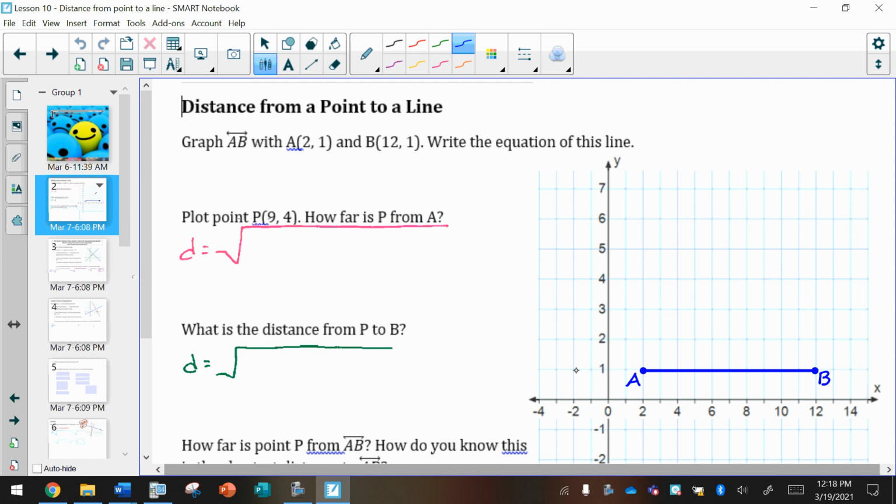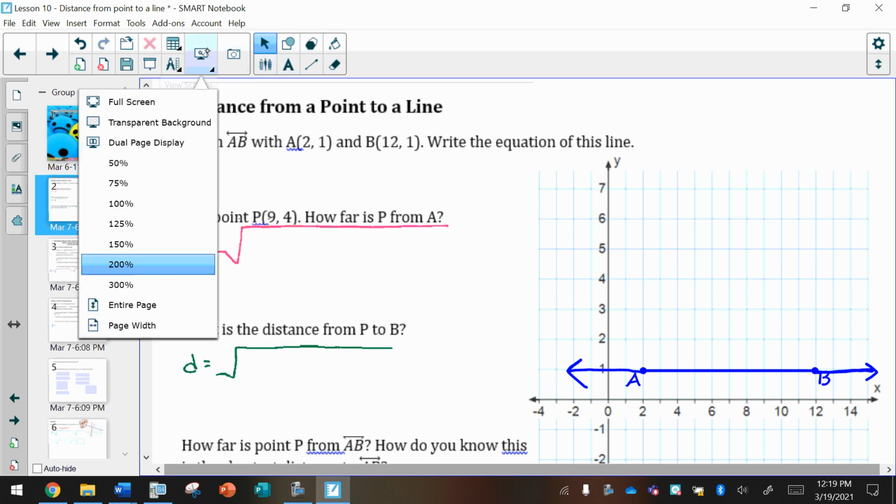A line goes forever and ever, just like the king from Hamilton. Forever and ever. Okay, sorry. Right, back on task.